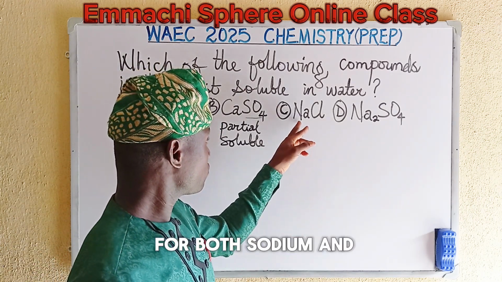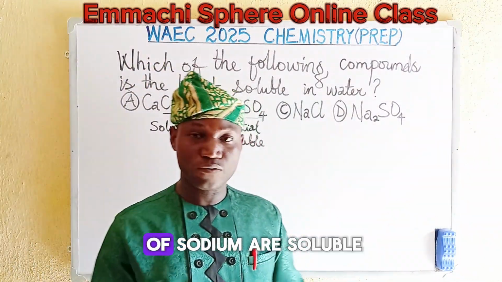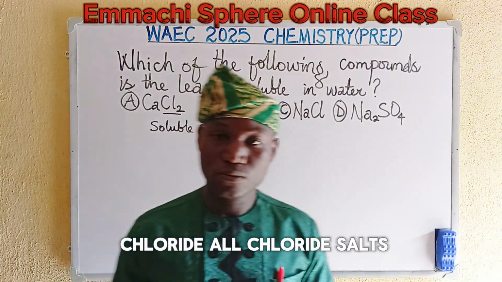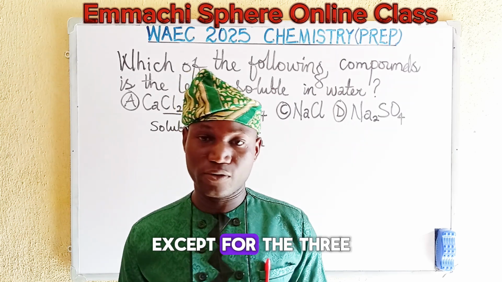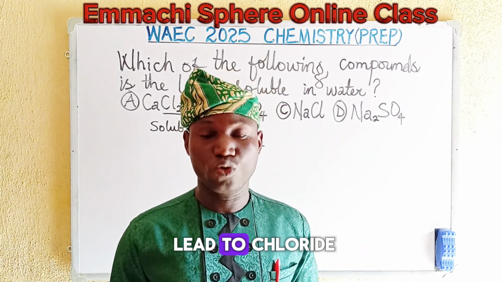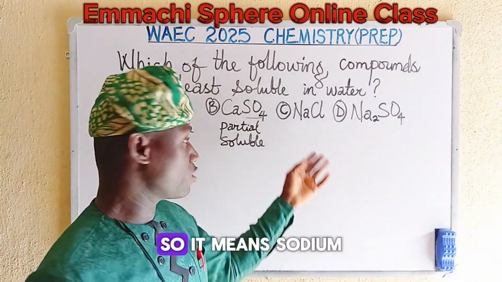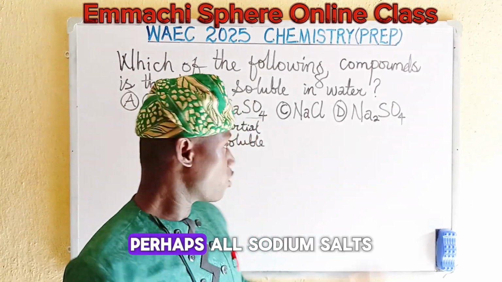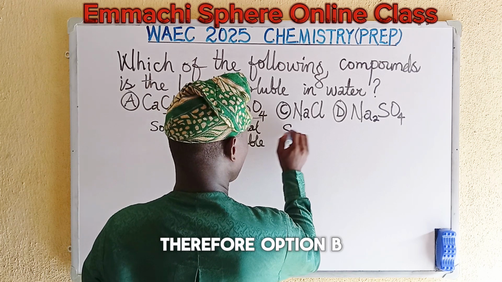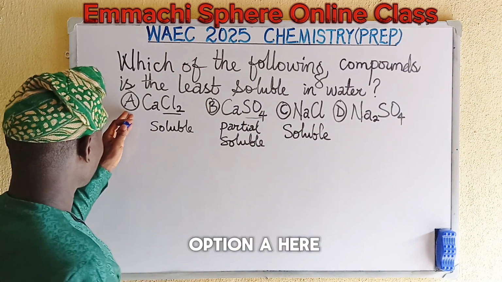Now there are rules for both sodium and chloride. For sodium, all salts of sodium are soluble in water, and for chloride, all chloride salts are soluble in water except the three I mentioned, that is lead 2 chloride, silver chloride, and mercury chloride. So it means sodium chloride is soluble. All sodium salts are soluble. Therefore, option C is also a soluble salt, just as option A.